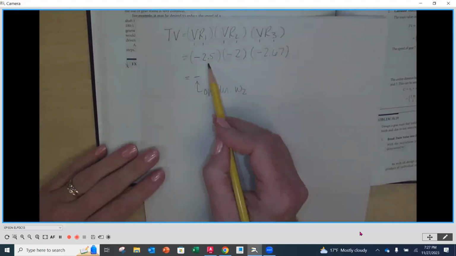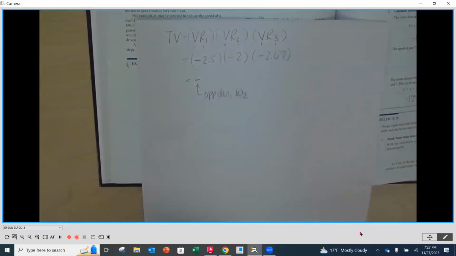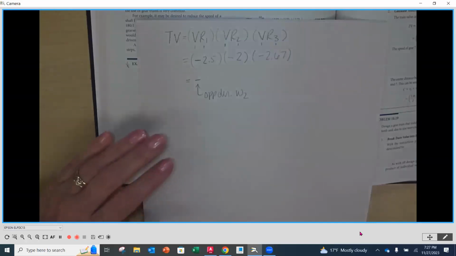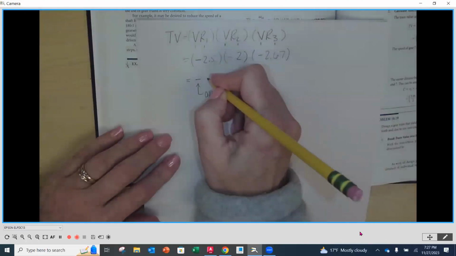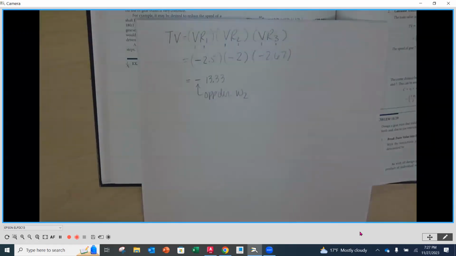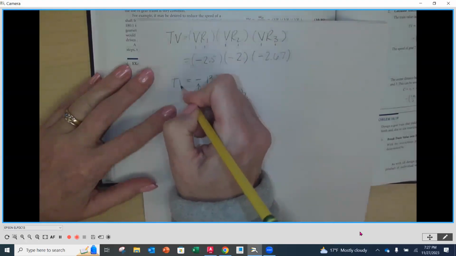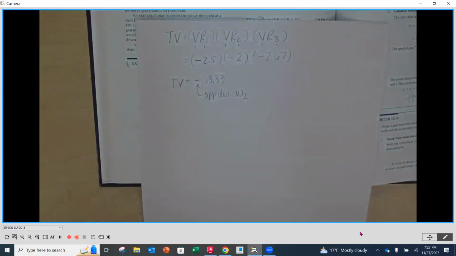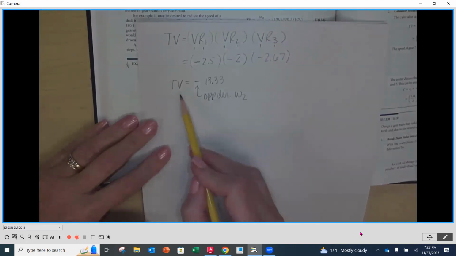But now we're simply going to take 2.5 times 2 times 2.67. And what do we get for our train value? Do we get negative 13.333, or negative 13 1/3? Is that right? Confirmed? I better check it. I just glanced at the book. Yeah, okay, perfect. So then that's our train value.